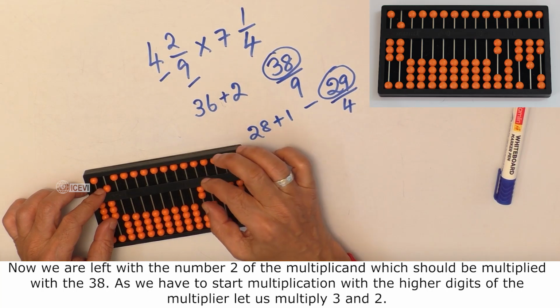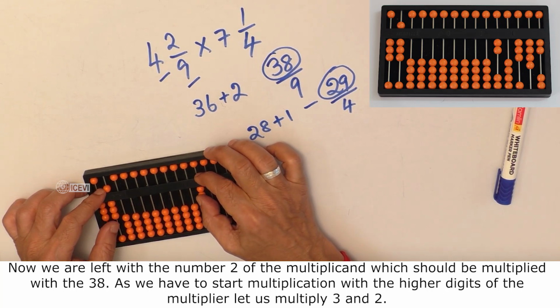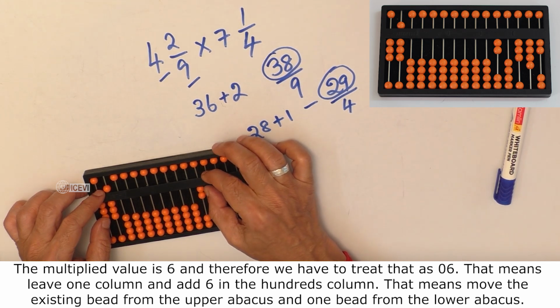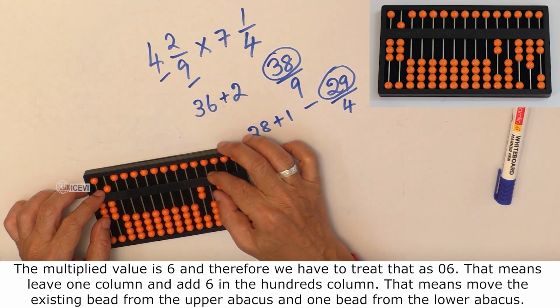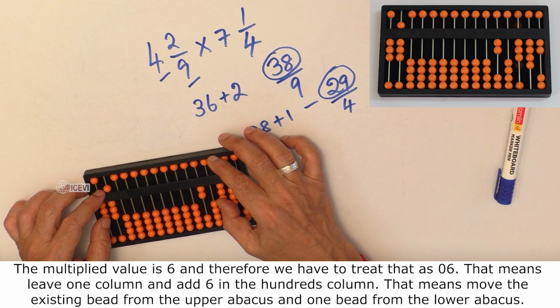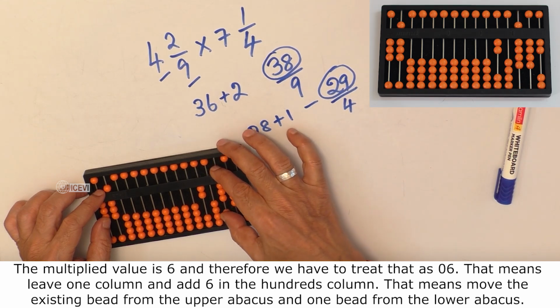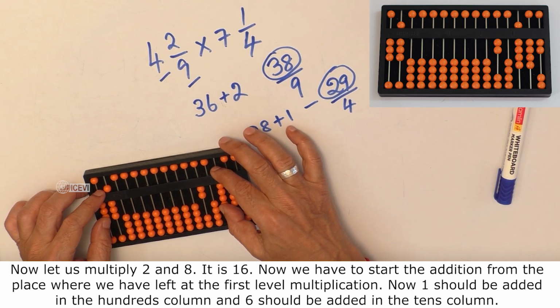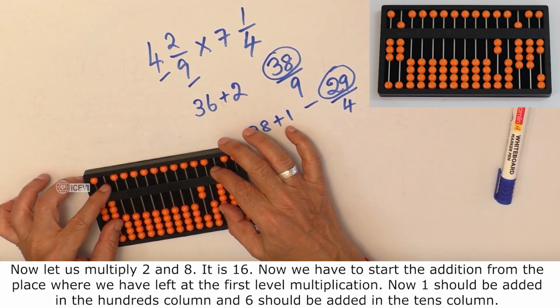Now we are left with the number 2 of the multiplicand, which should be multiplied with number 38. As we have to start multiplication with the higher digits of the multiplier, let us multiply 3 and 2. The multiplied value is 6 and therefore we have to treat that as 0, 6. That means leave one column and add 6 in the hundreds column. That means move the existing bead from the upper abacus and one bead from the lower abacus. Now let us multiply 2 with 8.